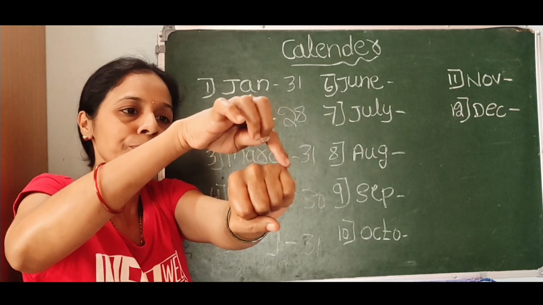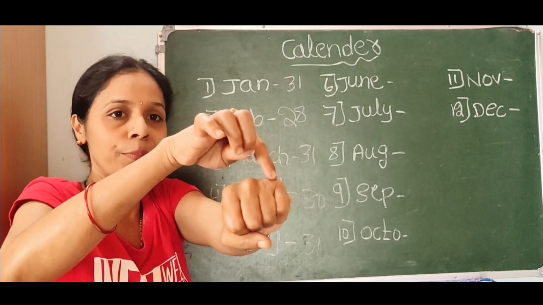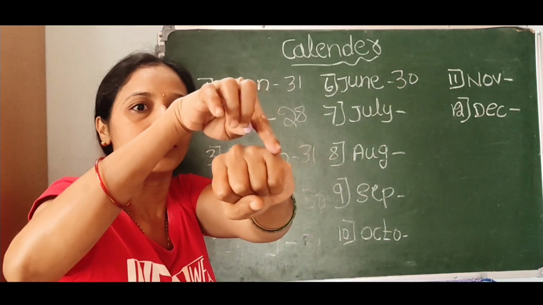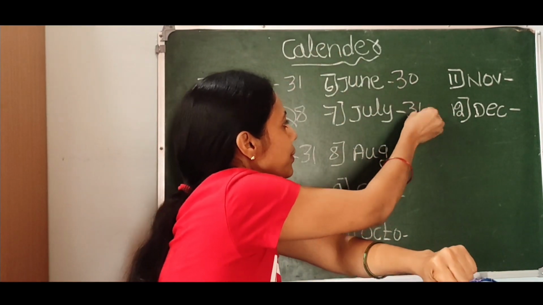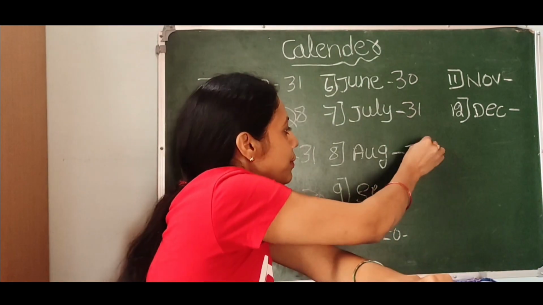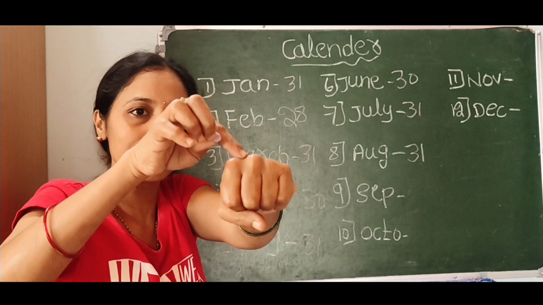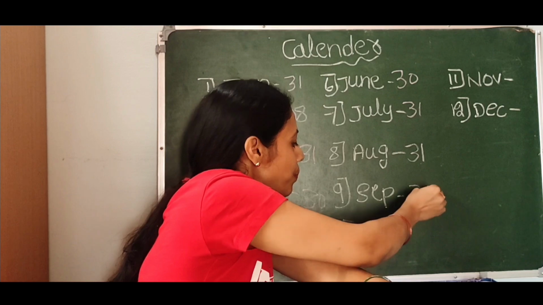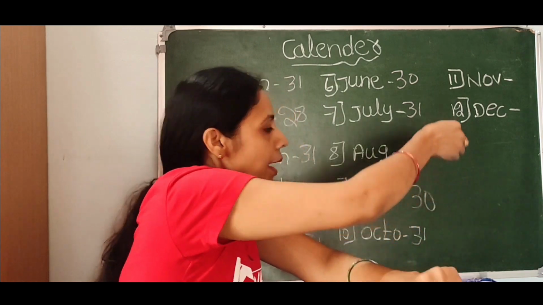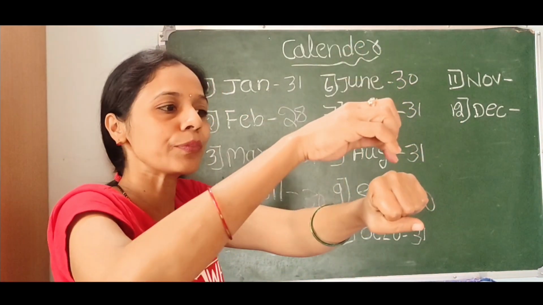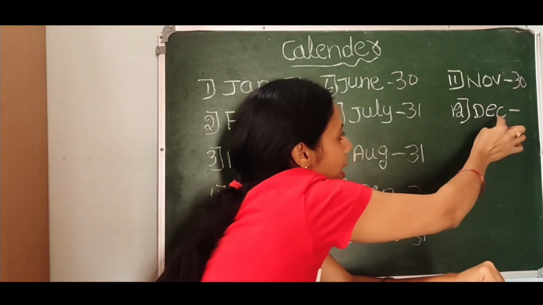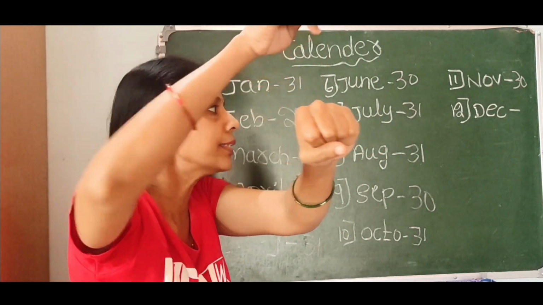June, lower part, so 30 days. July, upper part, so 31 days. August is also upper part, so it is also 31 days. September, lower part, so it is 30 days. October, upper part, so it is 31 days. And November, lower part, so it is 30 days. And December, upper part, it is 31 days.